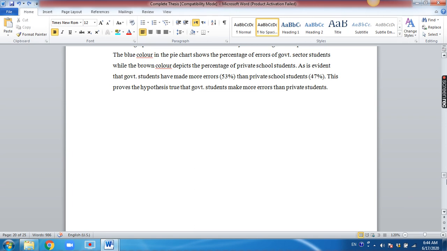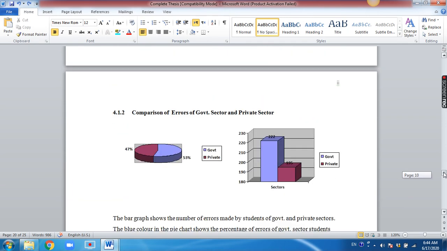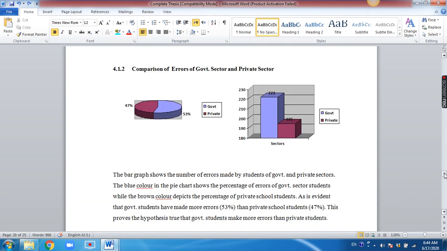This way you will have a very good chapter number 4.